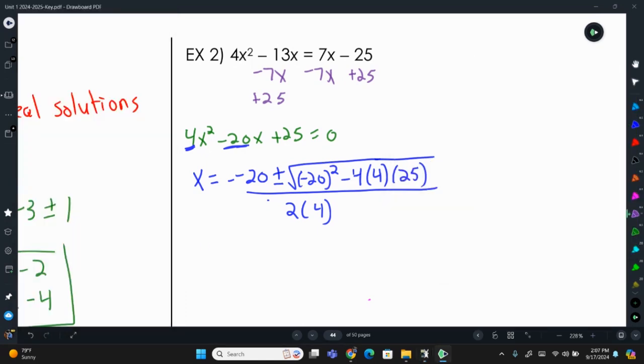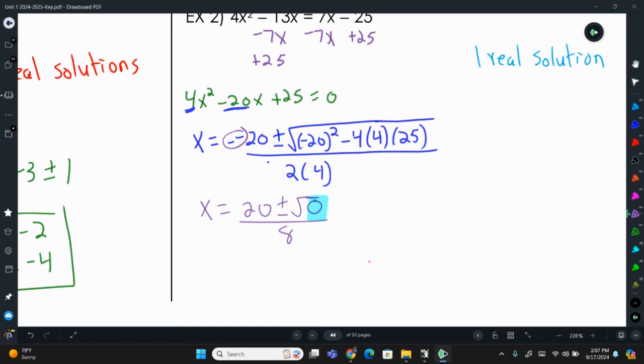Okay, so this is positive 20 because negative becomes positive. So 20 plus or minus the square root of 0 over 8. Now, because the discriminant is 0, that means there is one real solution. The square root of 0 is just 0. So we get x equals 20 over 8, which can be reduced to 5 over 2, and that is our only solution.